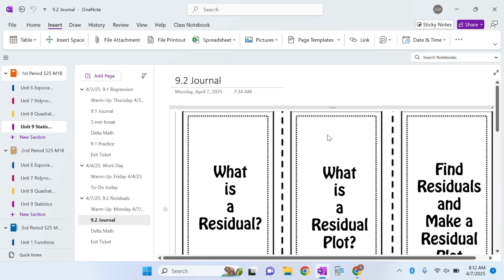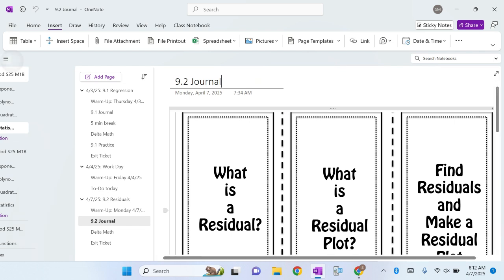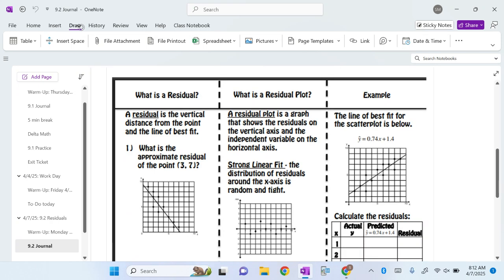Okay, so first off, before we even talk about how to find residuals, we need to actually know what they are. And it's a pretty straightforward concept. So, what is a residual specifically?